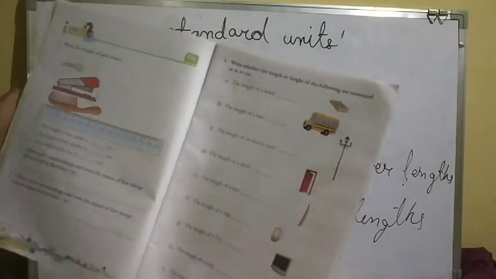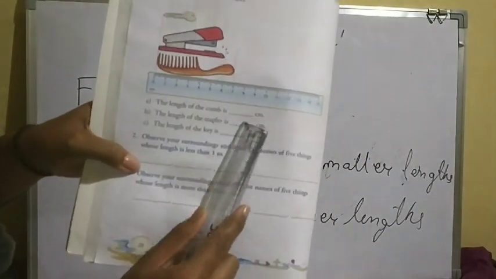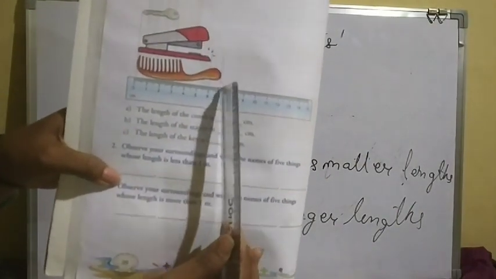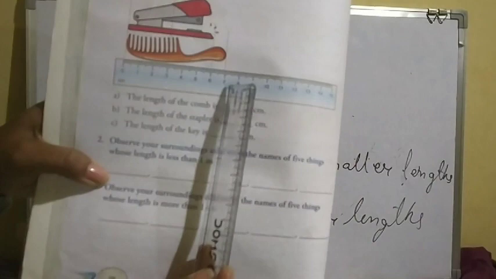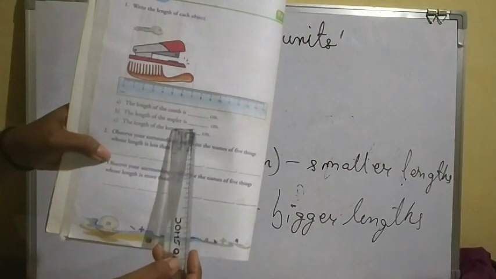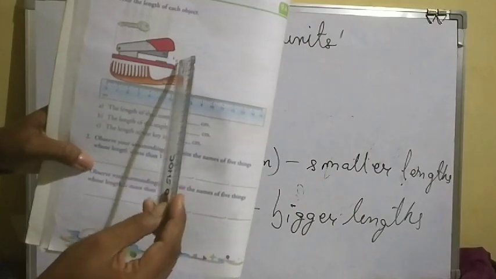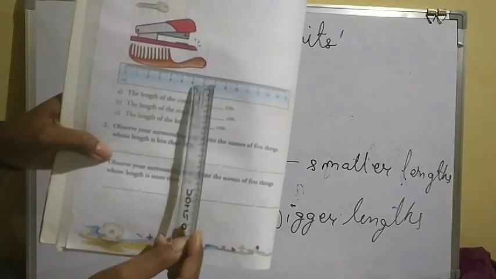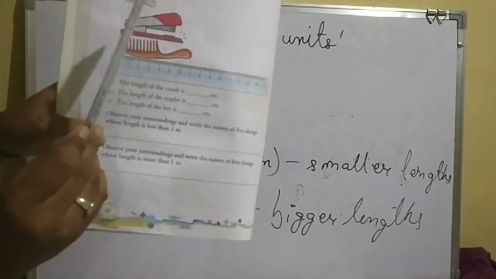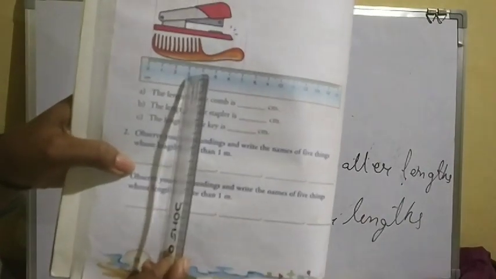Now you see exercise 9a. The length of the comb is dash centimeter. So here you see the length of the comb is dash centimeter. How much? Here it is 7. I taught you how to measure an object. So the length of the comb is 7 centimeter. The length of the stapler is dash centimeter. This is the stapler, it is 6 centimeter. Then the length of the key is dash centimeter. You see from 0 to here, the red lines, it is 3 centimeter.